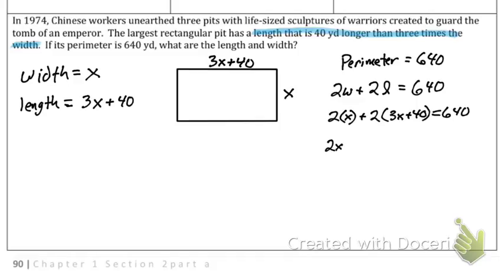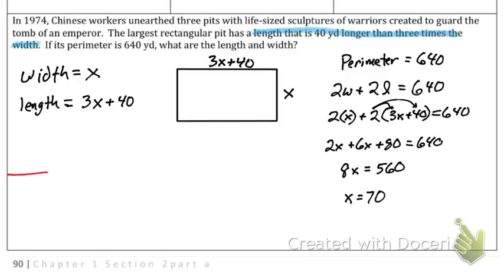We are going to have 2x. Distributing this 2, we will have plus 6x plus 80 equals 640. 2x plus 6x is going to be 8x. Subtract 80 from both sides, you come up with 560. So my x equals 70. I'm going to actually finish this on the left-hand side, on the bottom there. I'll put it in red.